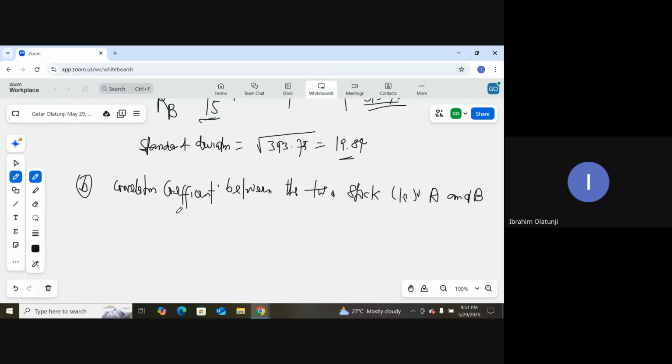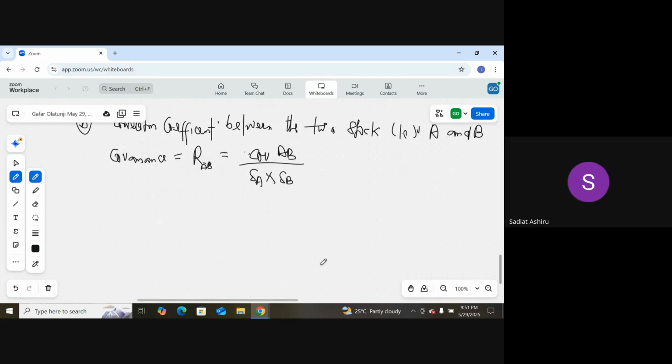Now, covariance, are we there? Yes, we are following. The correlation RAB is equal to covariance AB all over the standard deviation of security A multiplied by the standard deviation of security B. I believe that you still remember this. And to get this, you have the covariance AB.